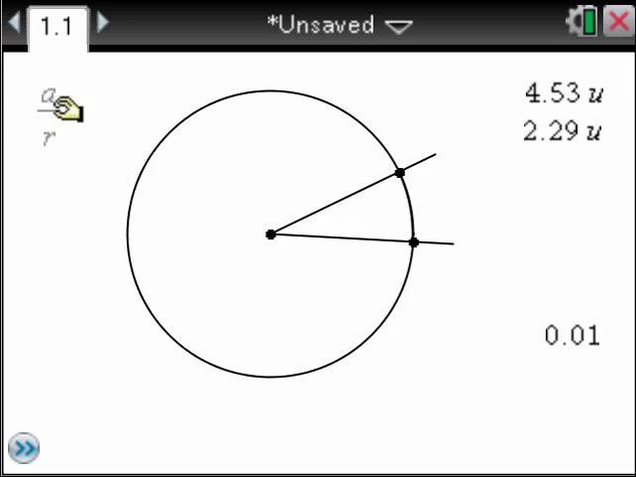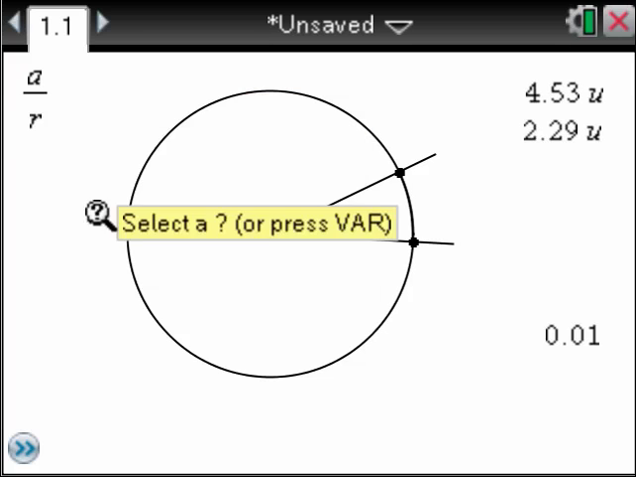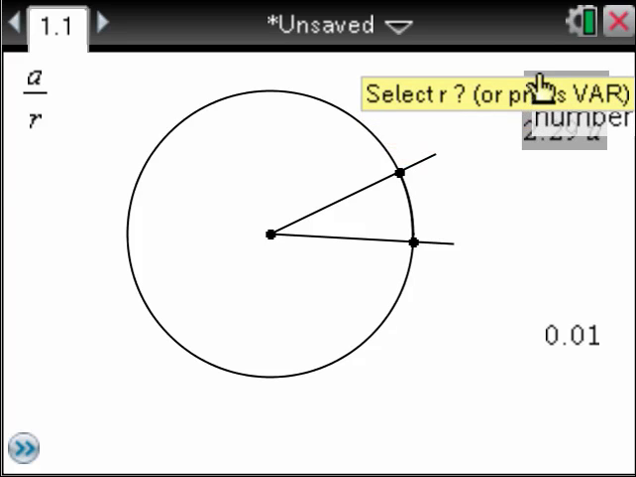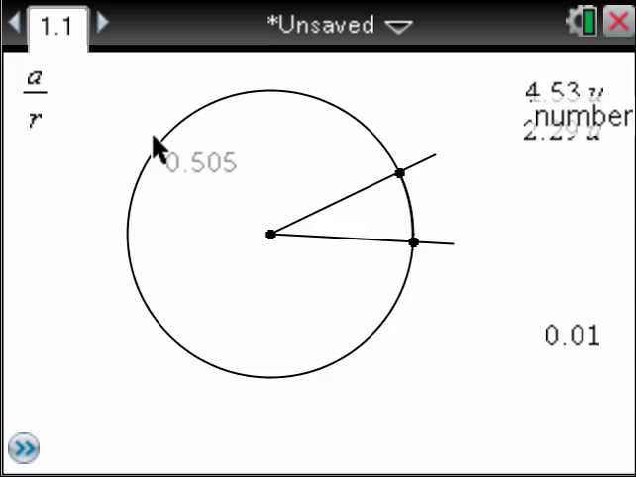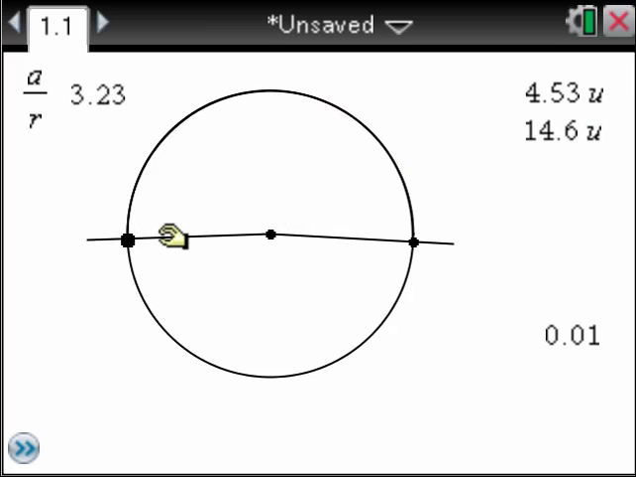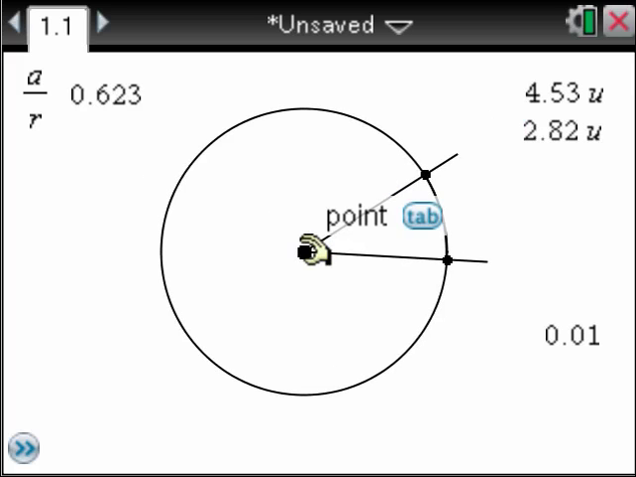So I create this formula, calculate it, select A for the arc length, R for the radius, and this result is now my measure in radians of the central angle. Notice that right around 180 there, it's at 3.14, close to the end there, 6.28, so we know we've got it done fairly well. So all that's left to do is to hide a few things.